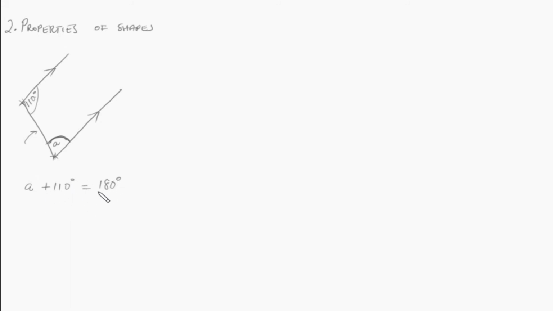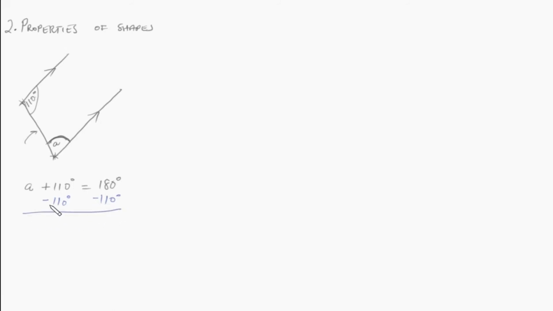And then you solve. This is an equation. You can solve for A now. How do you solve for A? Let's solve for A. We will subtract 110 degrees on the left-hand side of our equation and 110 degrees on the right-hand side to balance.